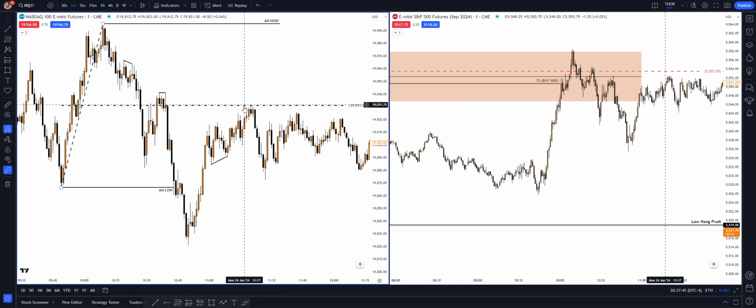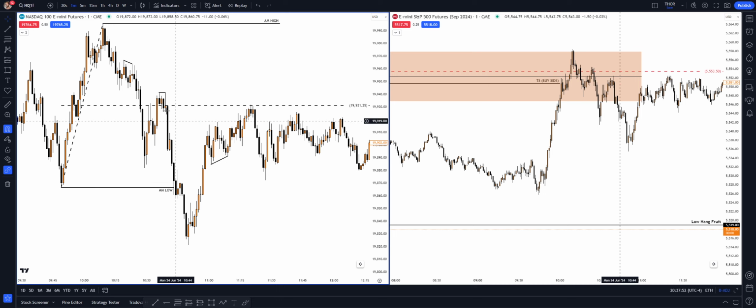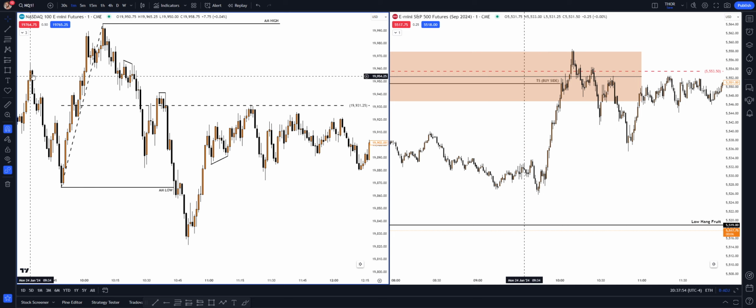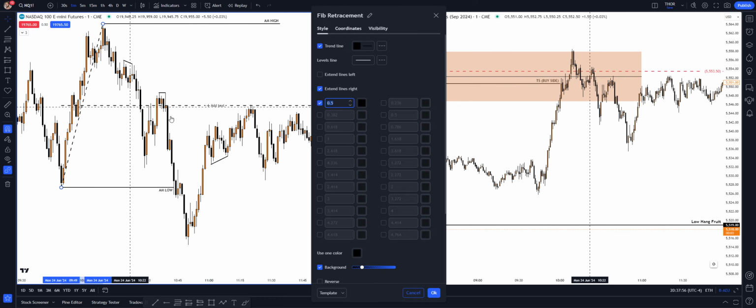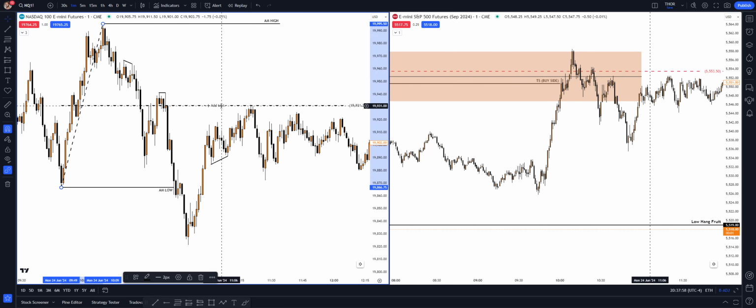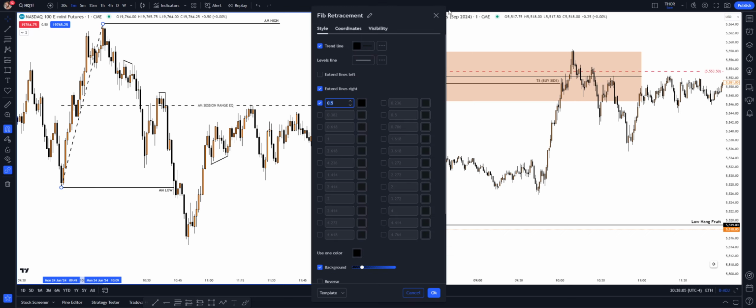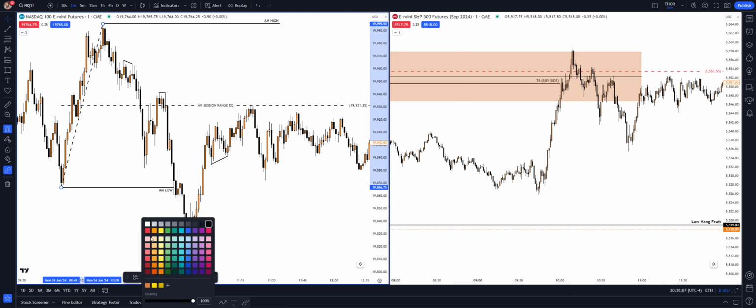Sends price towards where? Range EQ. Range EQ of what? Range EQ of the morning session. Why is it going for the range EQ of the morning session? Because, here's why. Let me delete that for a second. Or let's keep it, actually. AM session range EQ, okay? I'm going to keep this in red so we can talk about it a little more.